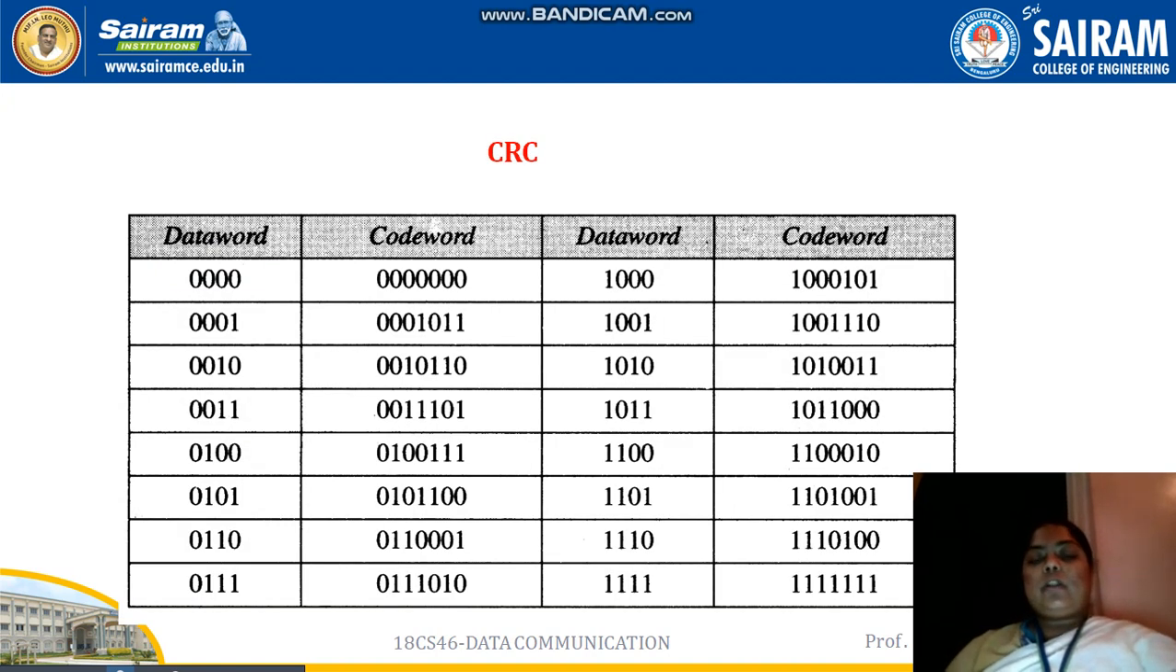Then this is our CRC code. By default, they have given the data word, and for this data word they have given the code word. Meaning, if it is 1000, the code word should have 8 zeros. If 001 is the data word, our code word will be 001011.